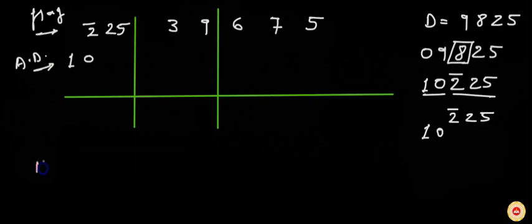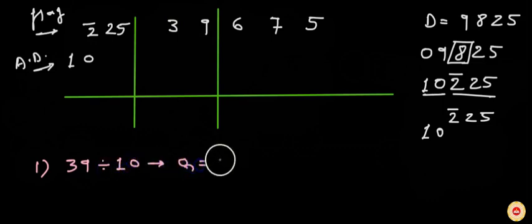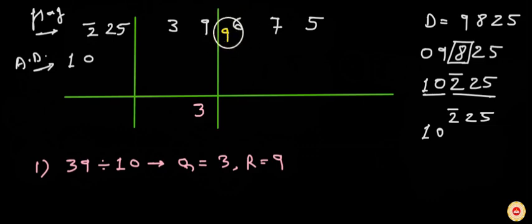Now, step number 1. Let us start the actual division process. Divide 3 by the actual divisor 10. Not possible because 10 is greater than 3. So let us join this 9, the second digit from the right side, to this first digit. Now we have 39. Divide 39 by 10, which gives us quotient 3 and remainder 9. So write 3 below 39 and write the remainder 9 as a prefix to the next digit, which is 6. Now read this as 96.